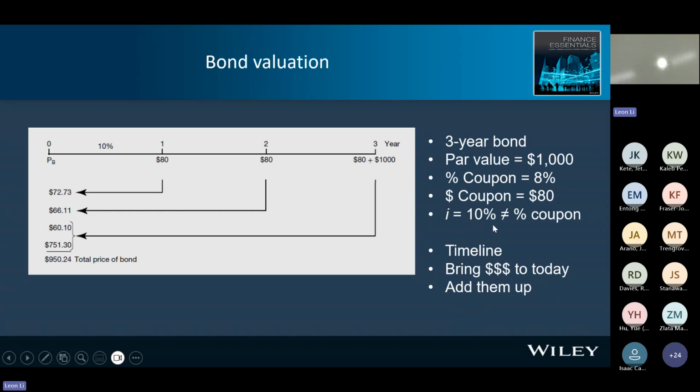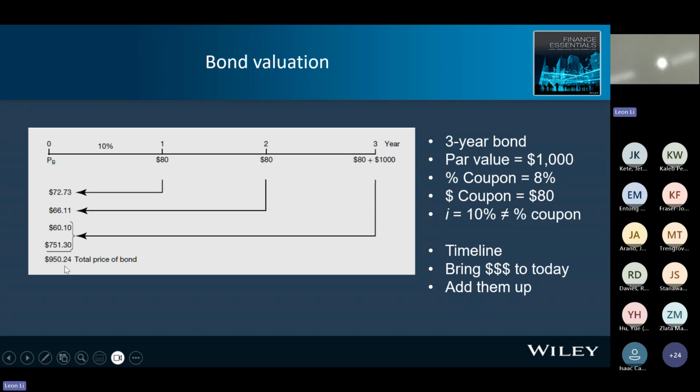Please note the market rate is not equal to the coupon rate. Right, they are different. Market rate is not the coupon rate. Coupon rate is used for the dollar coupon. Market rate is used for present value. So we have the coupon and the lump sum payment, the par value. Then we use 10% to bring all the cash flow to today. Finally, now, this is our bond price.